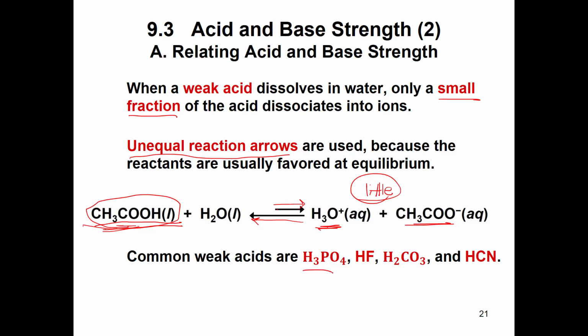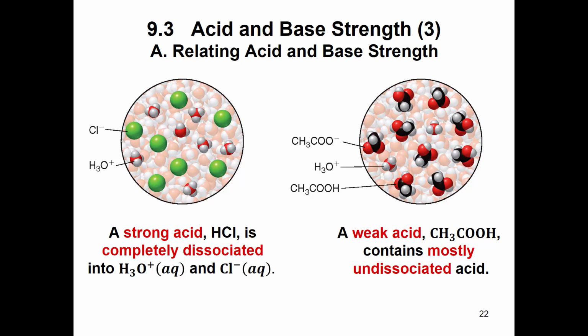Common weak acids are phosphoric, hydrofluoric, carbonic, and hydrocyanic acid. So I'm trying to show you where HCl, a strong acid, is completely dissociated, whereas acetic acid dissociates somewhat, but most of it remains in the molecular form. That's why these are weak electrolytes rather than the strong electrolytes that we see in a strong acid.